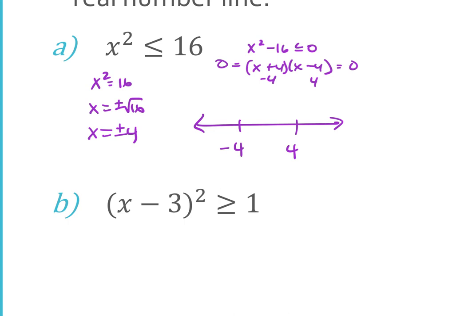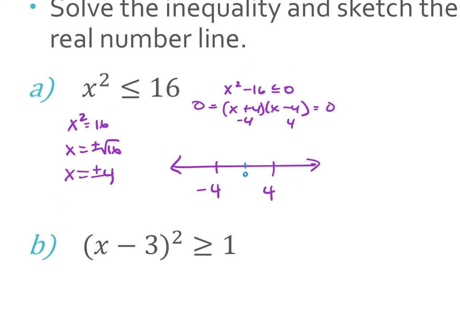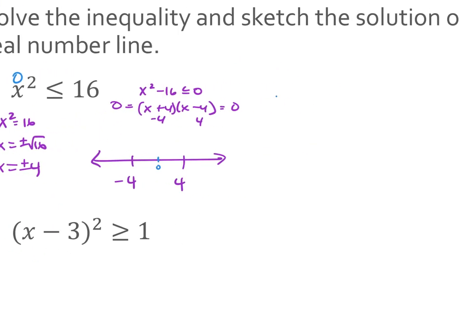And then you're going to test points. So my advice is pick the easiest one. Like 0 is probably the easiest. Plug in 0 to here. So 0 squared is less than or equal to 16. 0 is less than or equal to 16, so it works there.